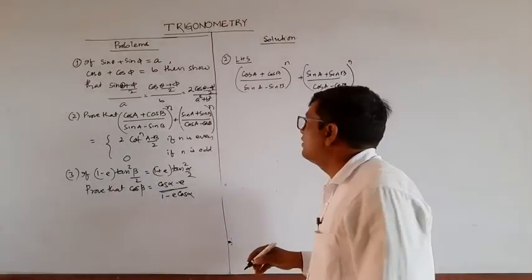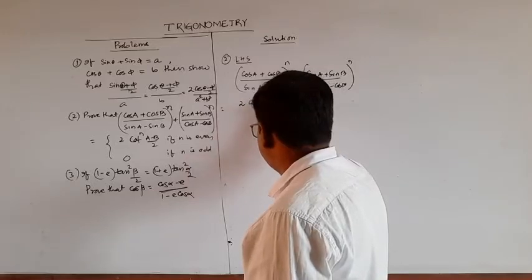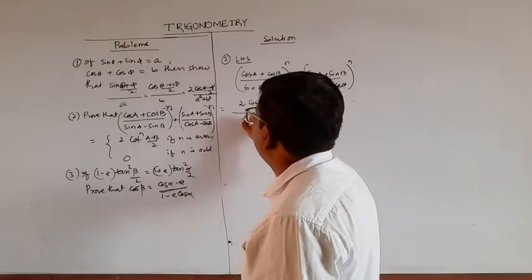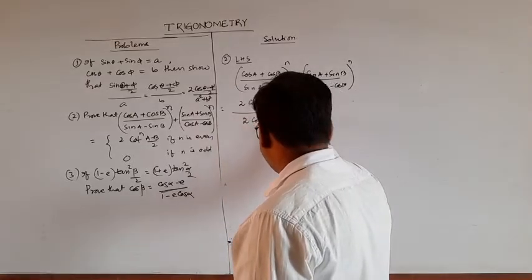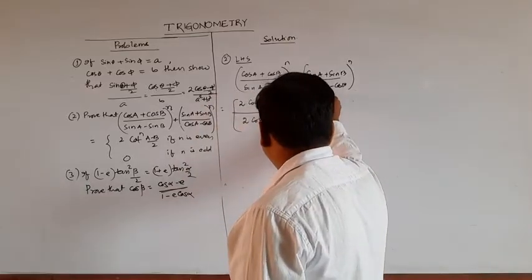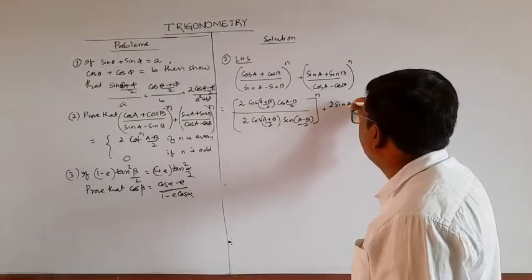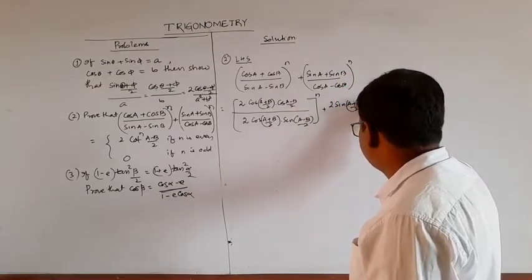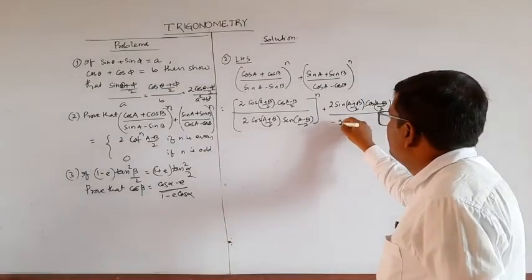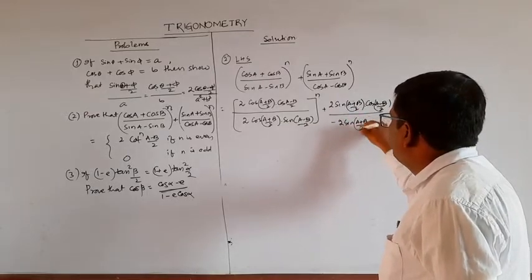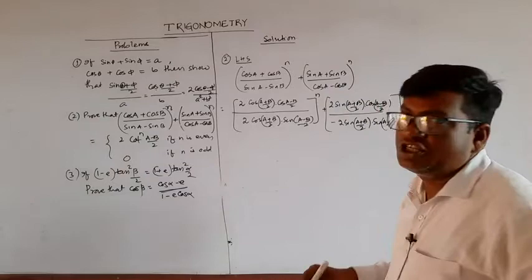Now apply the CD formula here. So this is 2 cos((a plus b)/2) into cos((a minus b)/2) whole divided by 2 cos((a plus b)/2) into sin((a minus b)/2), raised to the power n, plus 2 sin((a plus b)/2) into cos((a minus b)/2) whole divided by cos c minus cos d, that is minus 2 sin((a plus b)/2) into sin((a minus b)/2), whole raised to the power n.